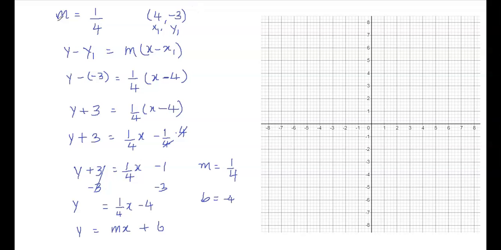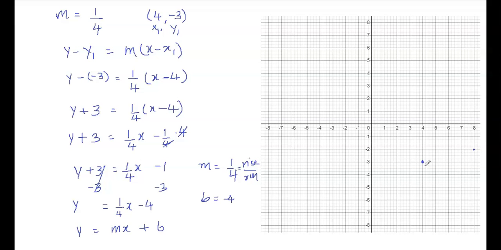Initially it was given in my question that my slope is 1/4 and the line passes through the point (4, -3). So this point is on the line. First of all, I'm going to graph (4, -3), which is this point. And then my slope is 1/4, right? So this is rise over run. Since my slope is positive, I just have to go in the positive direction. So I'm going to go up 1 and over 4. So up 1 to the right 4. 1, 2, 3, 4. I'm here.